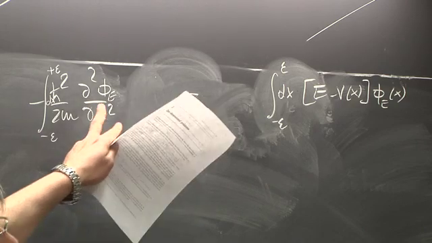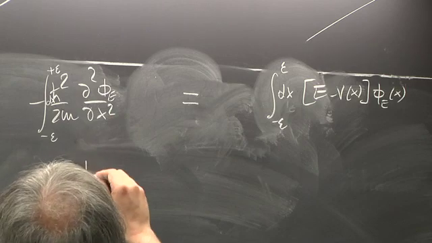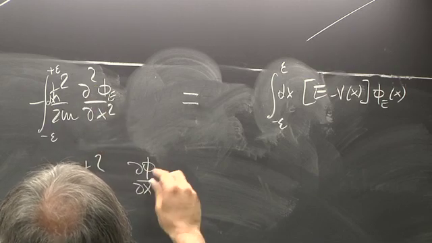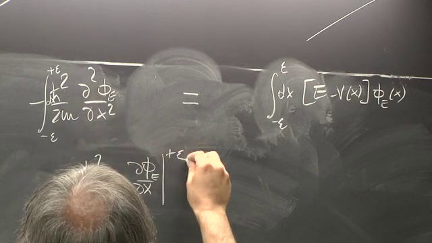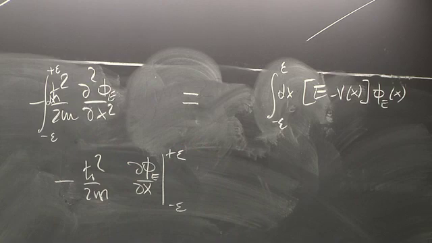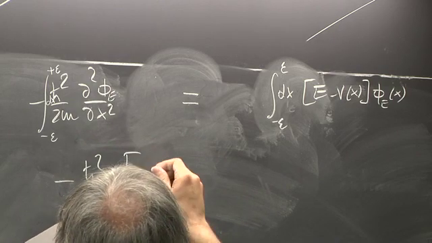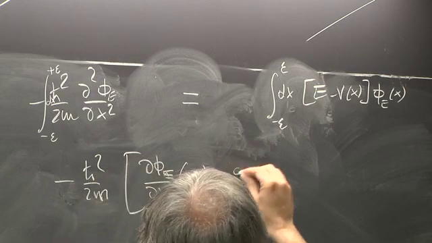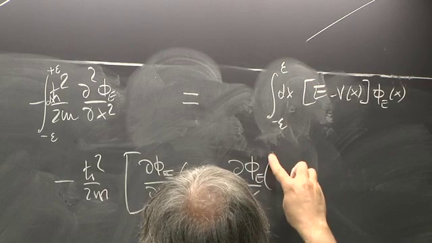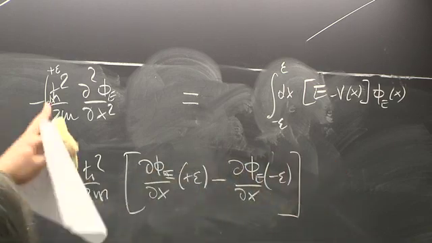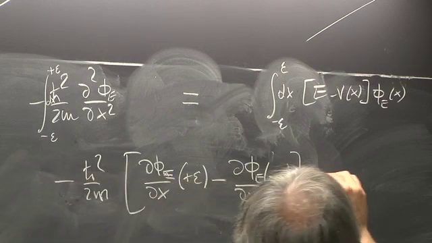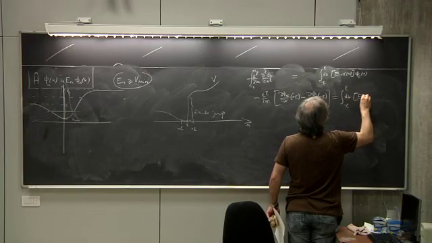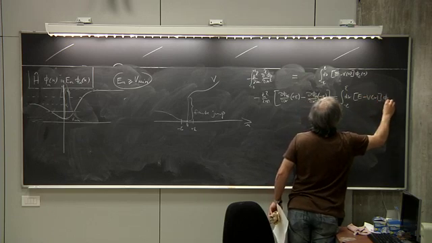Now, the integral of a second derivative I can certainly calculate. It is equal to minus h bar squared over 2m times the first derivative calculated between plus epsilon and minus epsilon. All right? So to be definitive, this is the first derivative calculated at plus epsilon minus the first derivative calculated at minus epsilon. Okay? So the integral on the left-hand side, I can do it. On the right-hand side, I cannot do it. Okay? But let me keep writing it. I have an integral of some function that is E minus V of x times phi of x.